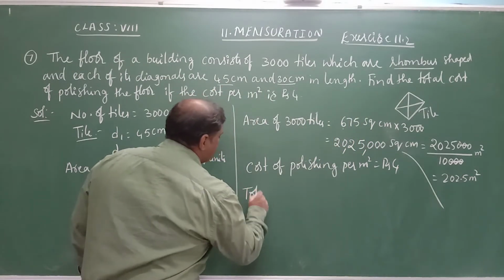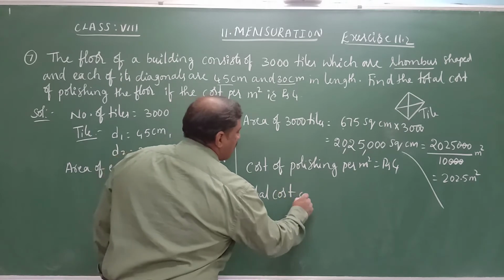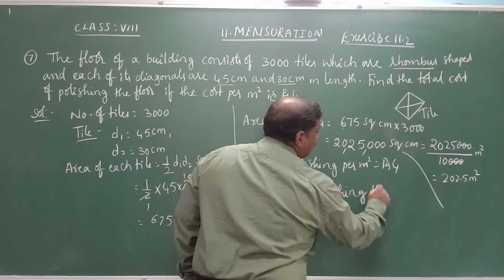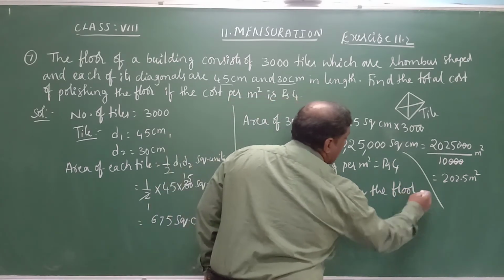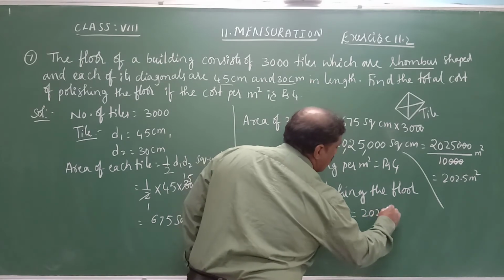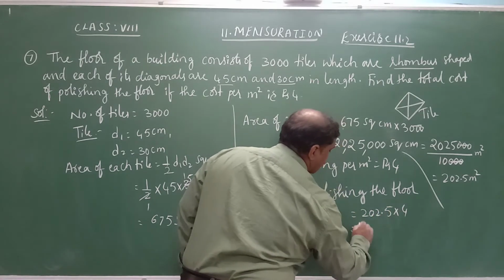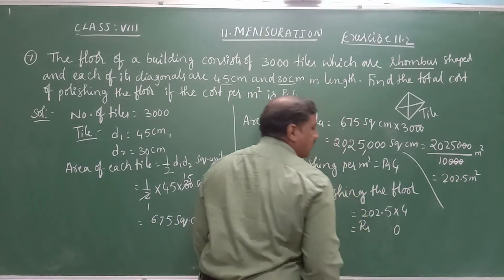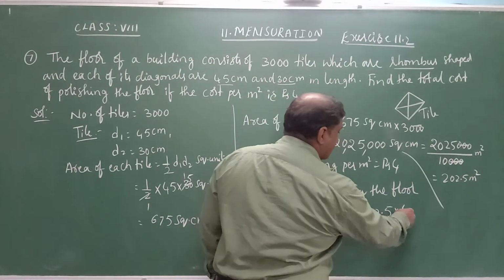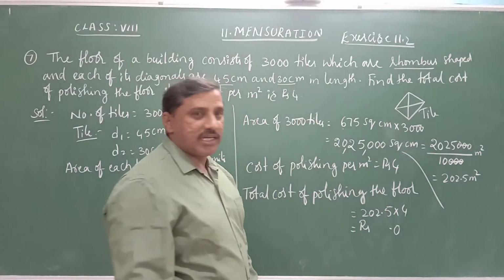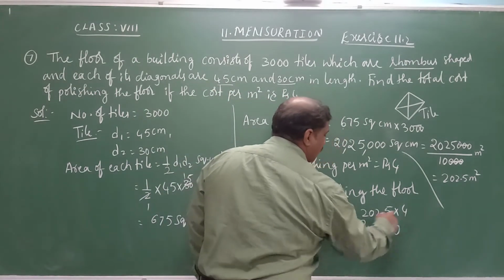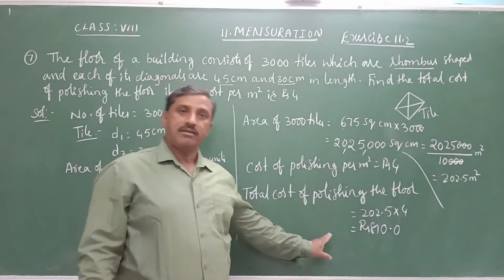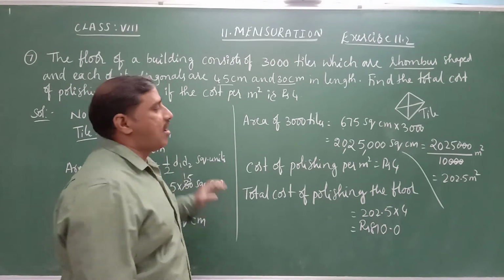Now the total cost of polishing the floor is equal to the area of the floor, that is 202.5, into 4 rupees. So how much do you get? Multiply with 4. 4 fives are 20. Keep 0 and keep the point. 2 is there. 4 twos are 8. 8 plus 2, it is 10. So keep 0. 1 is there. 4 zeros are 0 plus 1, 1. 4 twos are 8. So how much is it? 810 rupees is the total cost of polishing the floor.